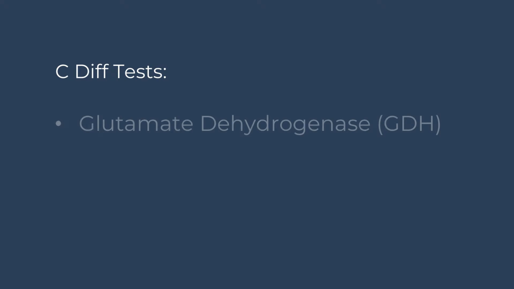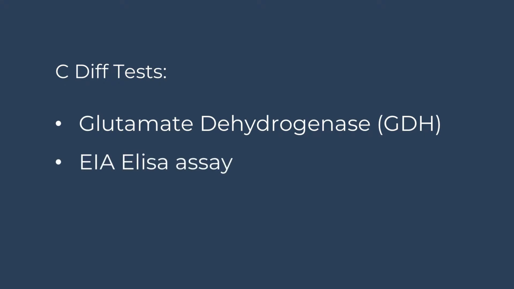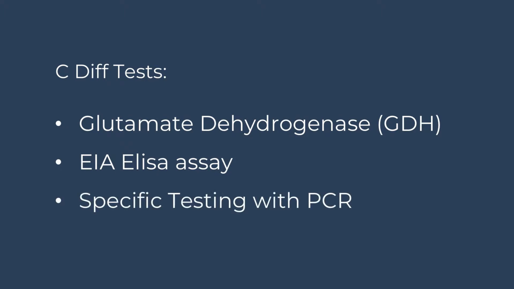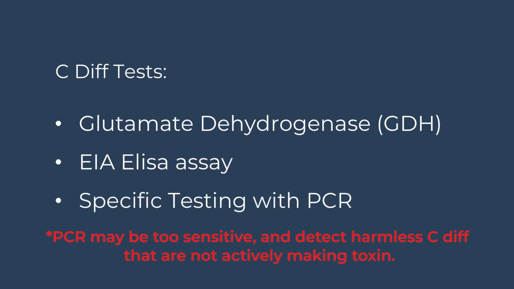There are several C. diff tests, and all of them are performed on stool. Some hospitals perform the Glutamate Dehydrogenase test, which looks for bacteria, while others look at the EIA Elisa assay to look for toxin production. Coupled together, these tests identify the presence of C. diff bacteria in most cases. However, specific testing with PCR for the toxin gene is most sensitive for detecting active C. diff infection.